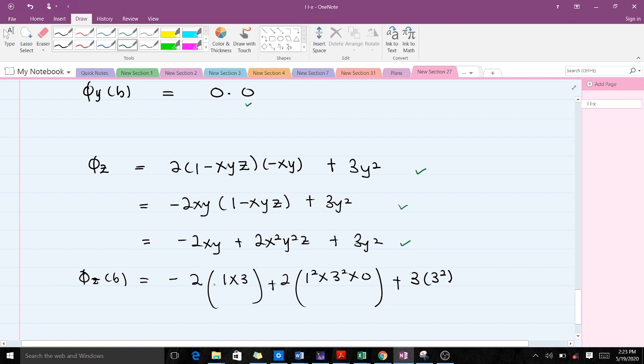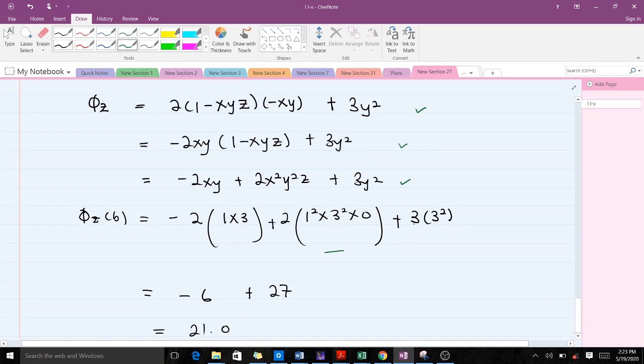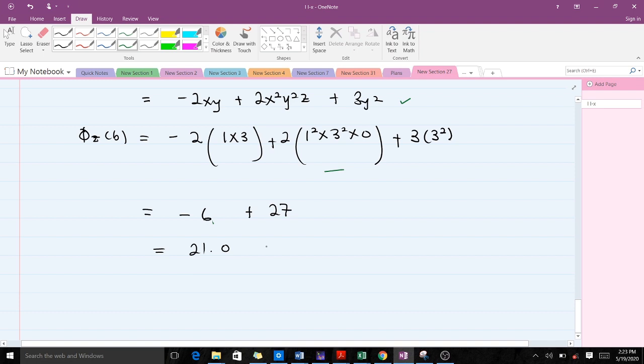And when you put in the values for w, x, y, z, then that means you are going to get -2 times 1 times 3, then plus 2 times 1 squared times 3 squared times 0. So this portion goes to 0. Then 3 times 3 squared. So this is going to give us -2 times 3, which is -6. This will give us 3 times 9, which is plus 27. So when you do this computation, you get 21.0. So this happens to be the solution to that particular question.